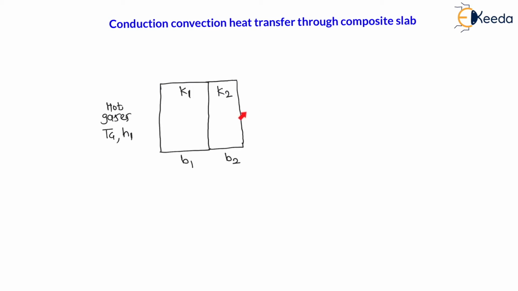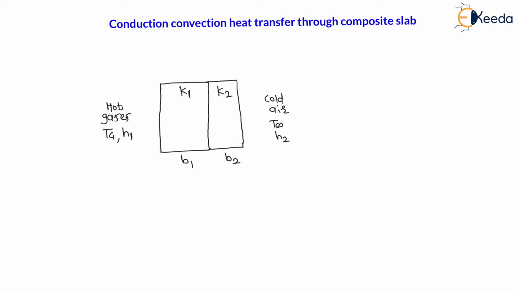And on the right side of the slab, that is inside the room, there is cold air. Let us say there is cold air on the right side of this slab or wall, at temperature T infinity, and the convective heat transfer coefficient is H2.